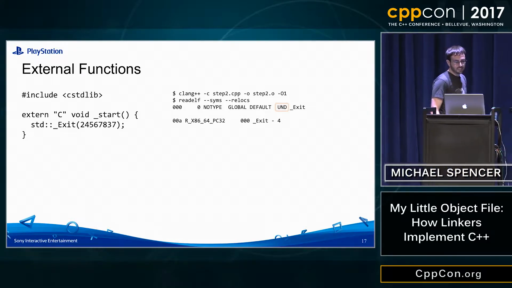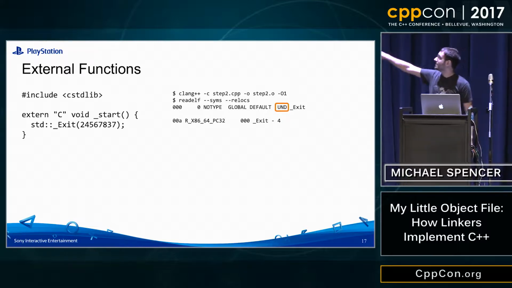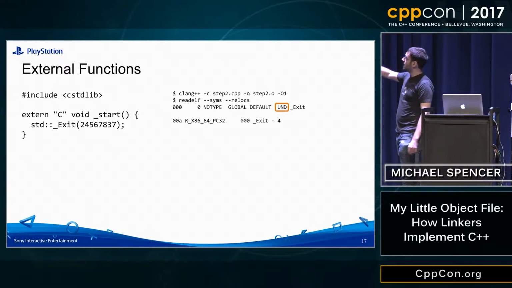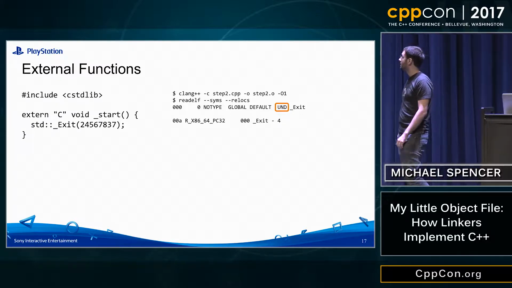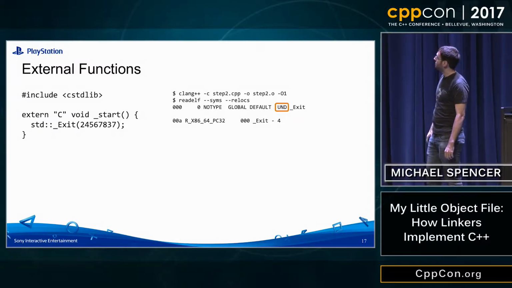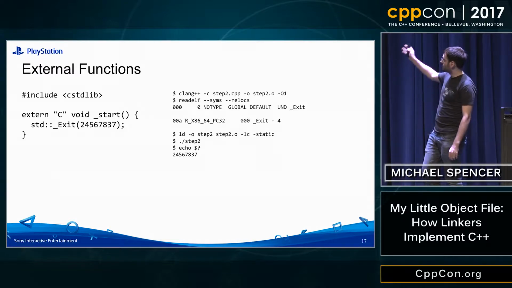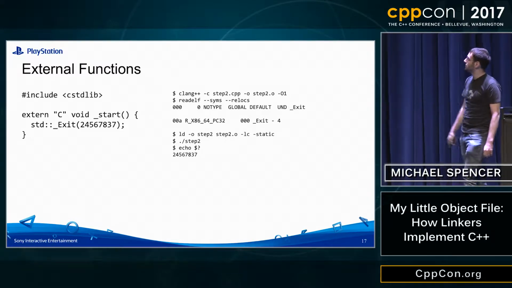First thing to note is that our exit now is undefined. It means that this exit symbol is not contained in the object file. It's got to look elsewhere. And we still have a relocation. So we can run it, get the same result.